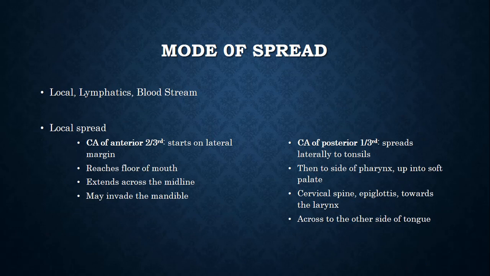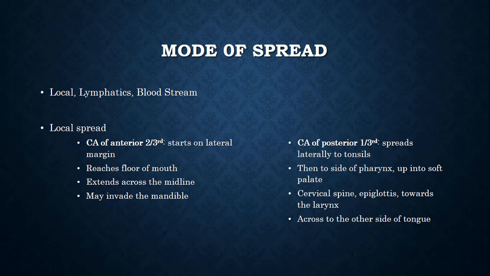If we talk about the mode of spread of carcinoma tongue, it can spread locally, through lymphatics, or through blood vessels, that's through the bloodstream. If we talk about local spread, if the carcinoma tongue is involving the anterior two-thirds, it usually starts on the lateral margin and can reach the floor of the mouth, extend across the midline, and may invade the mandible as well.